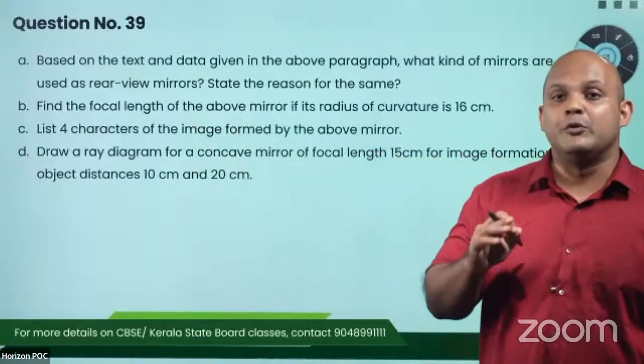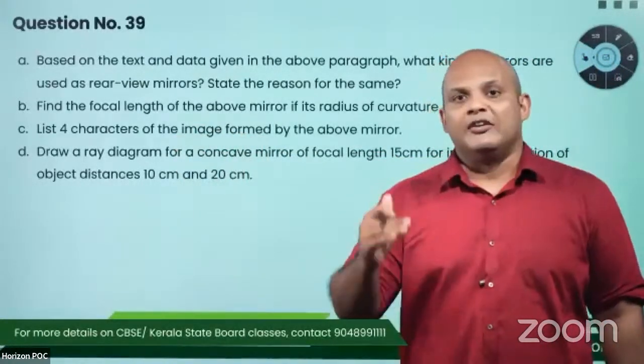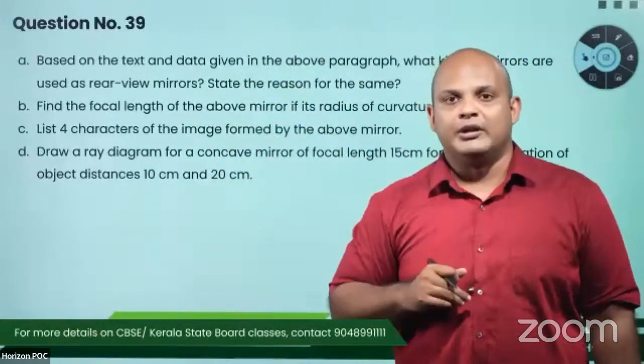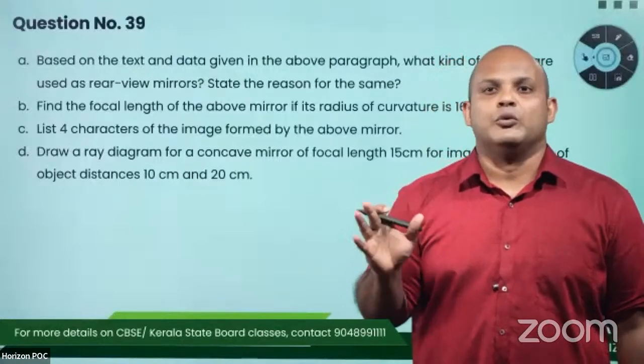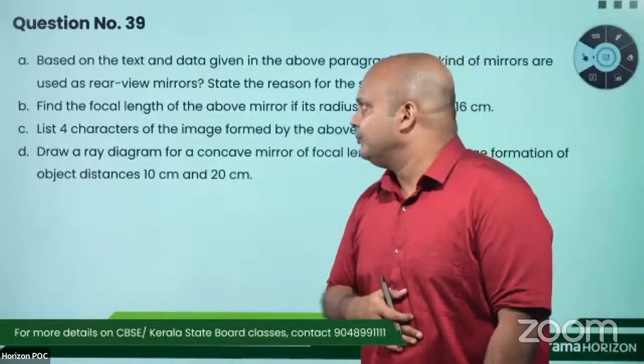A convex mirror will give you a diminished image, first of all, so you can see more of the world behind you. It is always an erect image, which is what you want. You don't want an upside down image when you're looking in the rear view mirror. And it will always be a virtual image. You can't get it on a screen, no matter how far away or how near the object is from you.